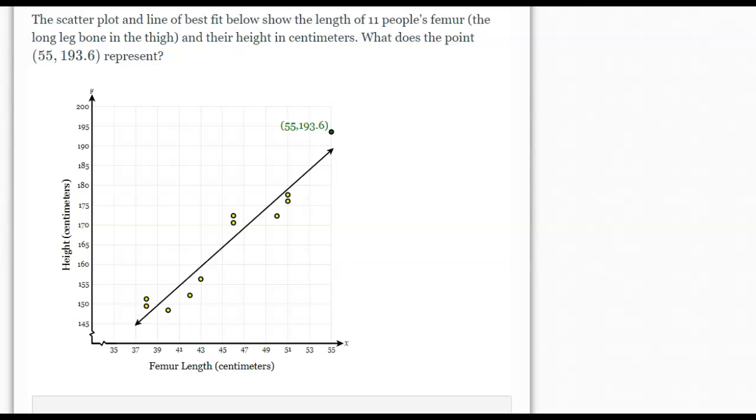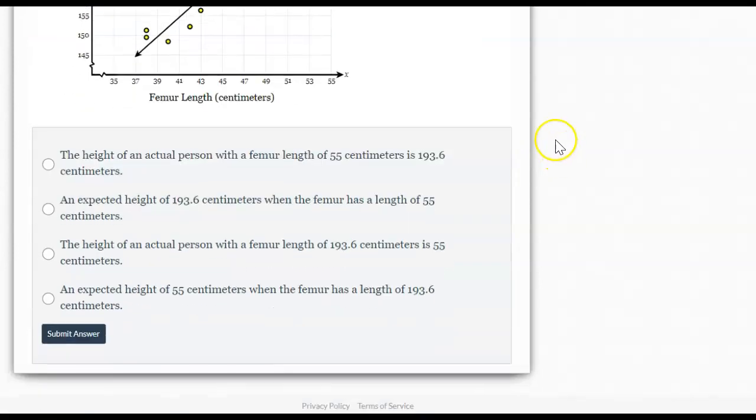So we know that the x-axis is representing the femur length. So the 55 is going to represent a 55 centimeter femur. And the height, and we just talked about that this is 11 people's femur. So these points must represent people. So this is people's height, and it comes up to 193.6. So this person's height is 193.6, and the femur is 55. Okay, so now that we've really looked at that scatter plot and thought about what the words mean, go ahead and read through these choices and decide what you would pick. Pause and then unpause when you think you're ready.